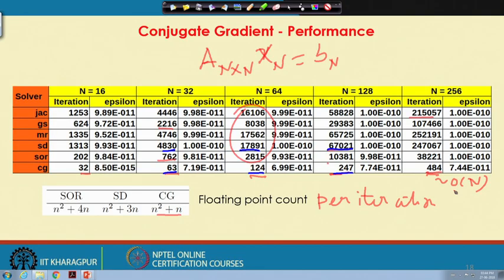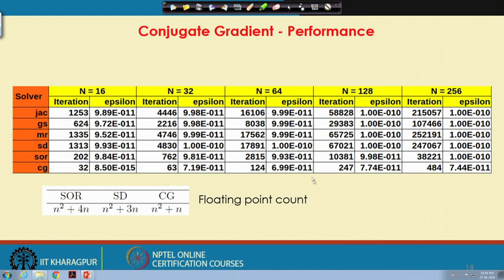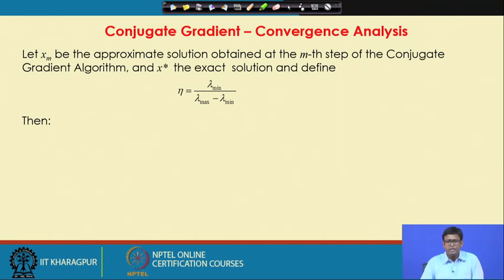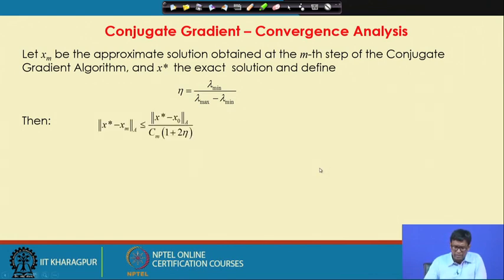Why is it fast? For that we will quickly look into the convergence criteria of the conjugate gradient method. Let x_m be the approximate solution obtained at the mth step of the conjugate gradient algorithm, and x star be the exact solution, and we define eta as lambda min by lambda max minus lambda min. Then x star minus x_m, it is a norm.